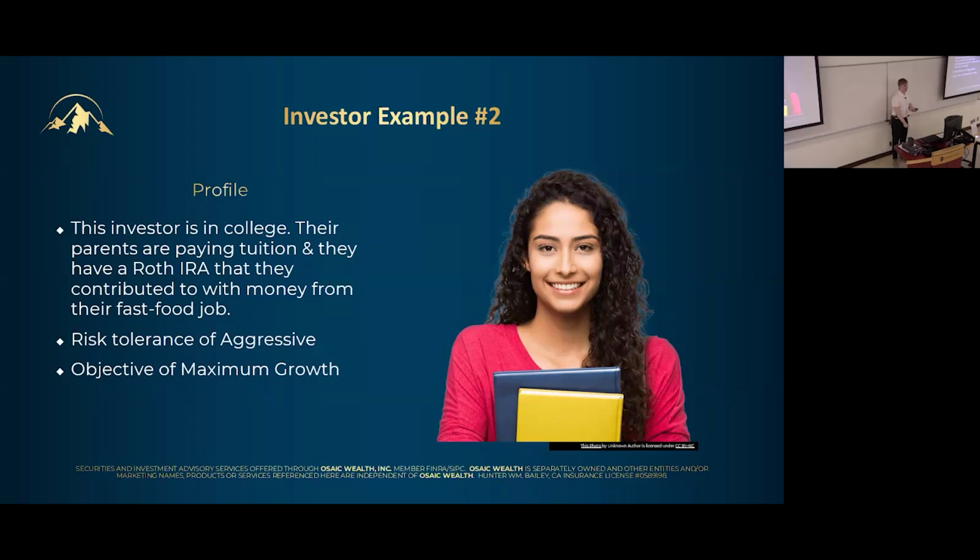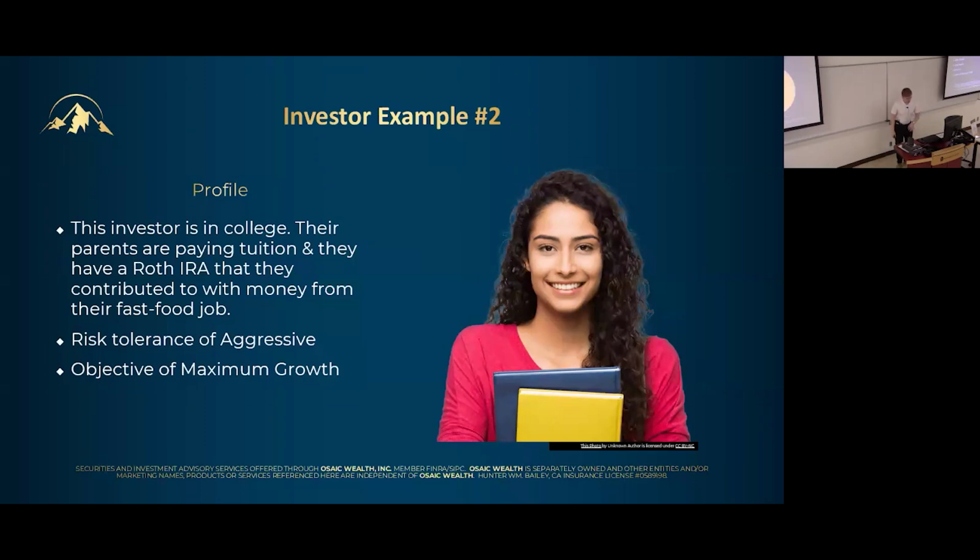So we have that risk tolerance of aggressive. We have that objective of maximum growth. So we want to make sure that they are taking on that volatility for the long term, because they're probably not going to pull anything out of this. Hopefully, we would assume they also have a nice little emergency fund, and they've got mommy and daddy nearby to help them out if anything happens, so they don't have to tap into this.